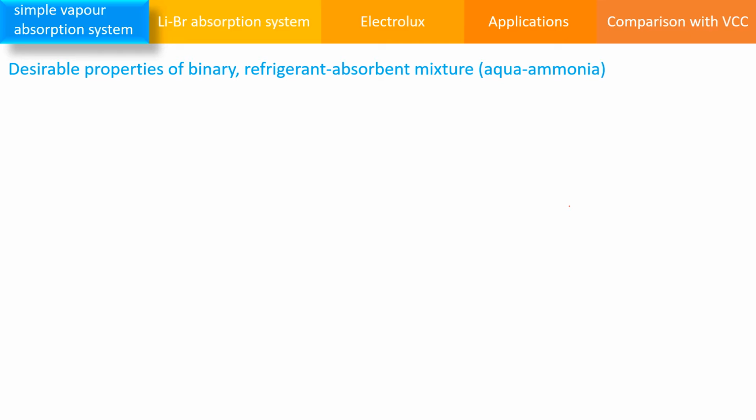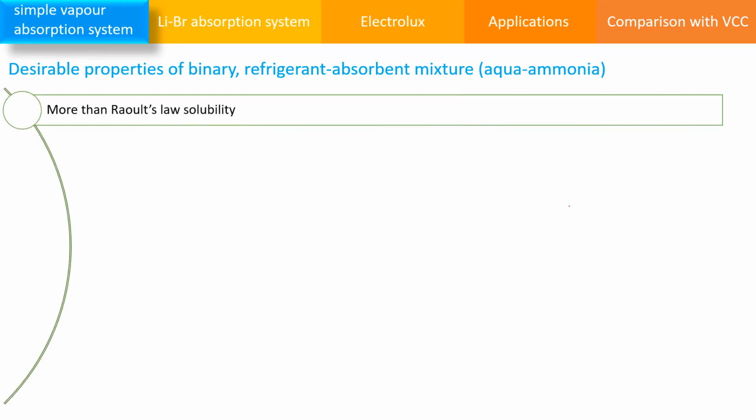Now this aqua ammonia solution has some desirable properties of a refrigerant-absorber mixture. Mainly, aqua ammonia is the only solution which passes all these criteria. Let us see what they are. The first is that it must have more than Raoult's law solubility. That means it should create a strong solution, highly rich in the refrigerant, which is formed in the absorber by absorption of refrigerant vapor. As we have seen, it should contain the highest amount of refrigerant inside the solvent.